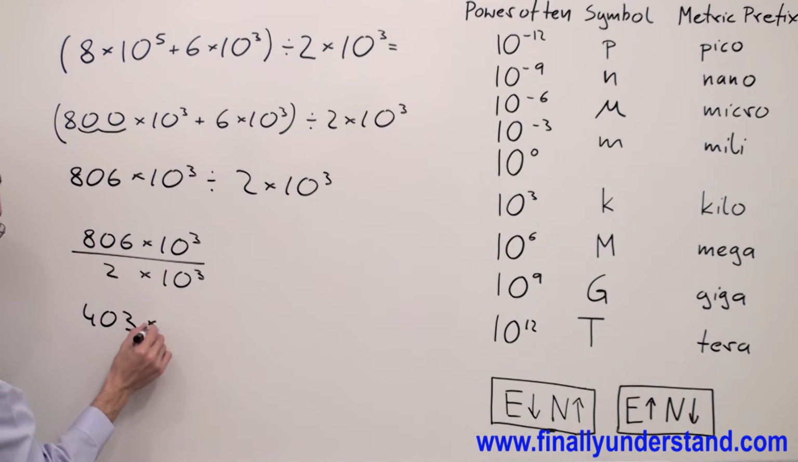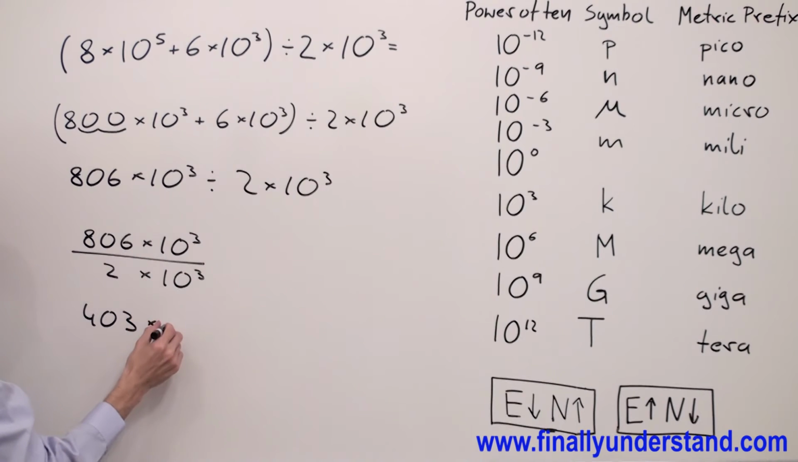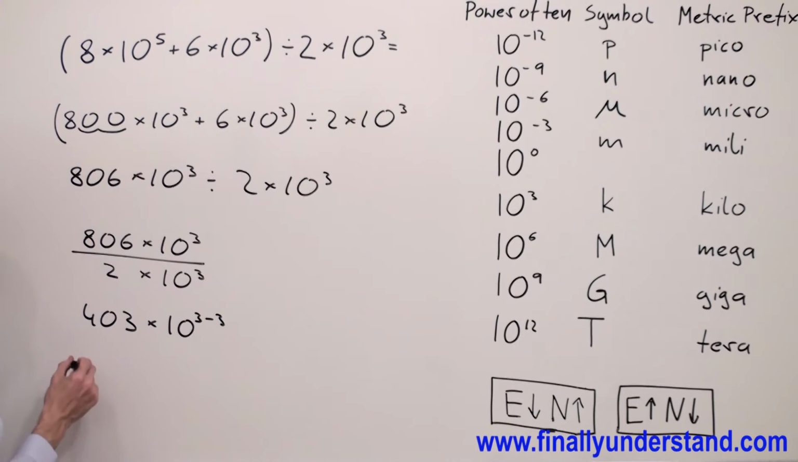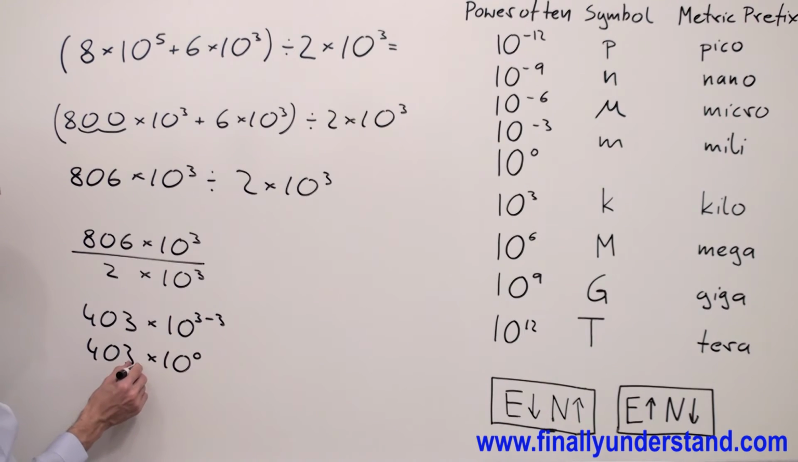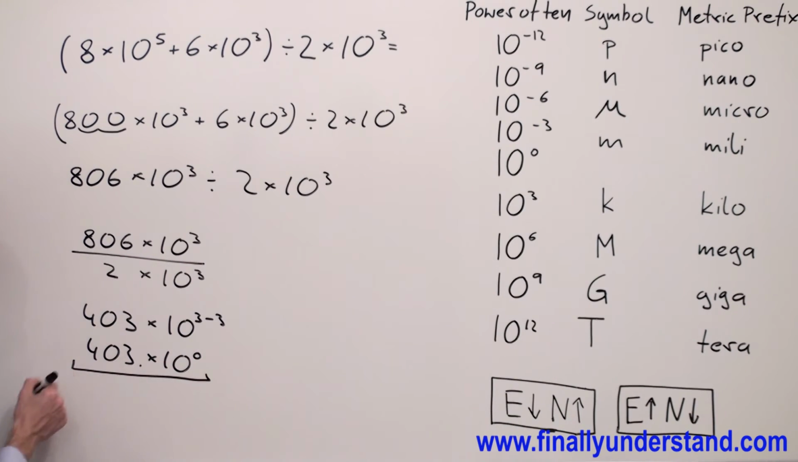403 times, anytime you divide the numbers with the same base, you have to keep the base and subtract the exponents. That's why I'm going to have 10, 3 minus 3. I'm doing everything step by step. So I have 403 times 10 to 0. Okay? So the number on the left side of the decimal point is between 1 and 999. The exponent of my power of 10 is 0. That's why this is the correct answer to my problem.